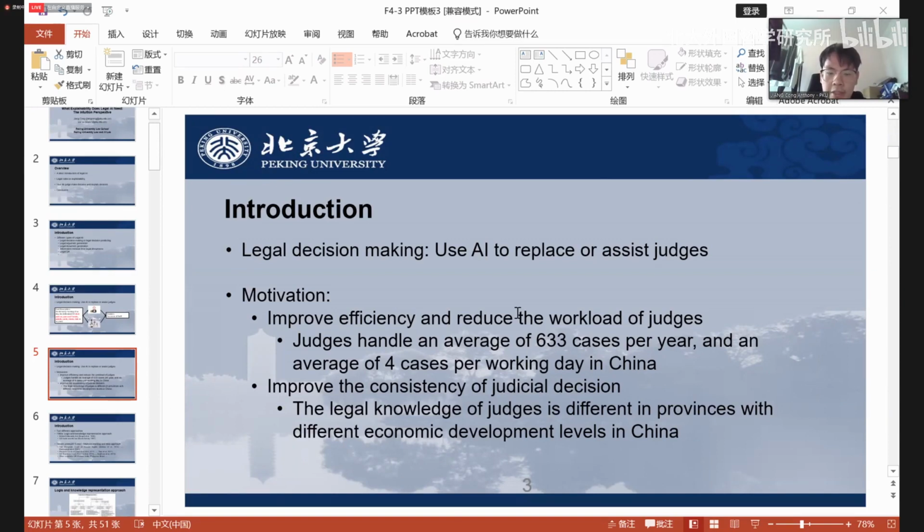And the second reason is to improve the consistency of legal decisions in the whole legal system, because China has many provinces with different levels of economic development. So the legal knowledge and the level of judges from different provinces may be very different.